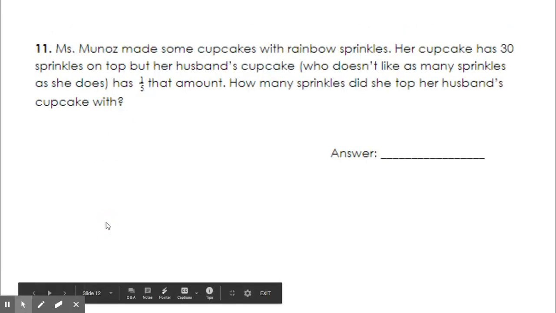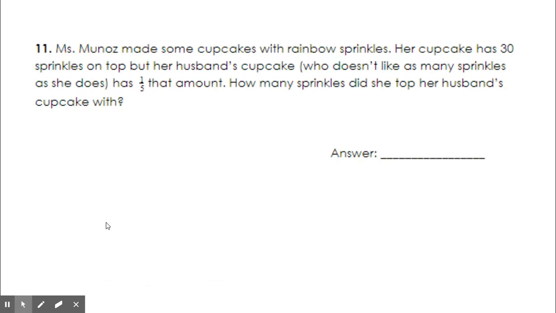Number 11. Miss Munoz made some cupcakes with rainbow sprinkles. Her cupcake has 30 sprinkles on top, but her husband's cupcake, who doesn't like as many sprinkles as she does, has 1/5 that amount. How many sprinkles did she top her husband's cupcake with?